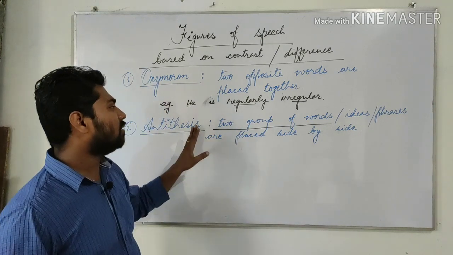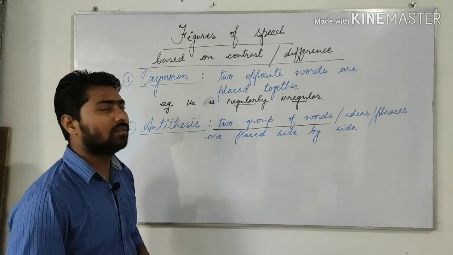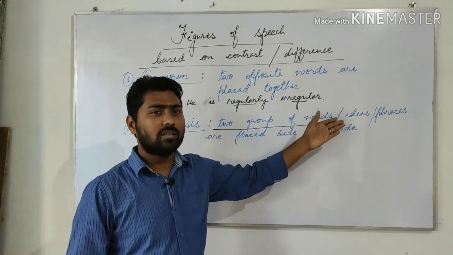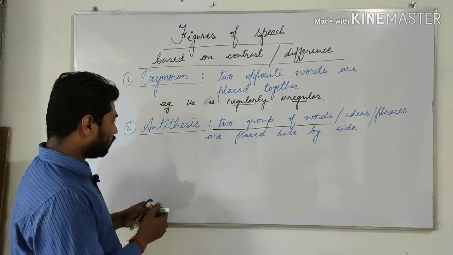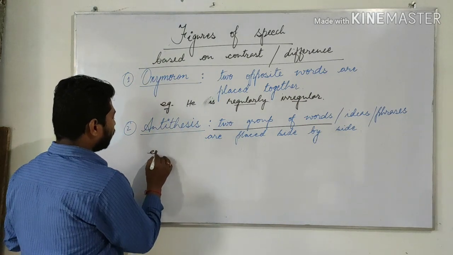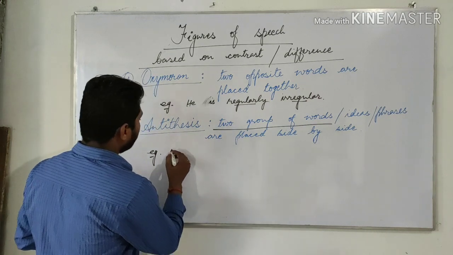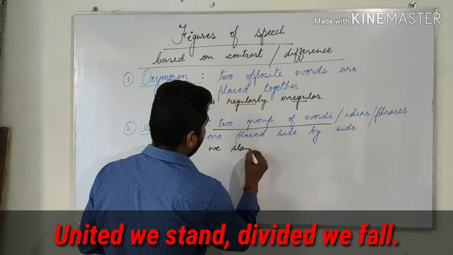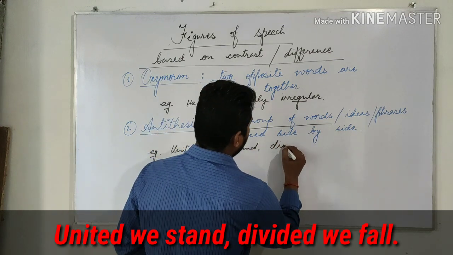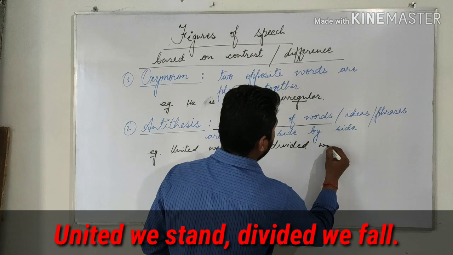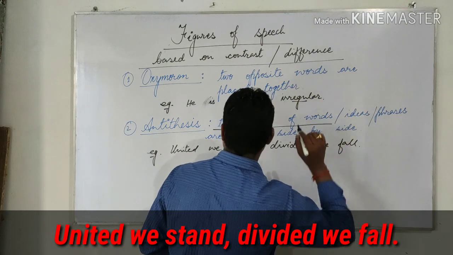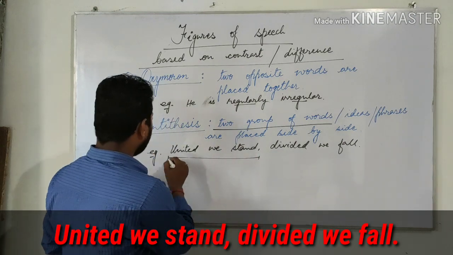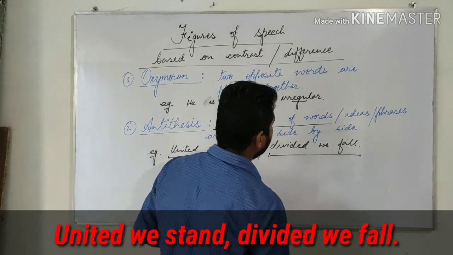So moving to the next, antithesis. Antithesis slightly differs from oxymoron. Here it was two words, here it is a group of words. We can say ideas or phrases or even clauses. This example will very rightly justify the case: united we stand, divided we fall. United we stand is an idea which is completely opposite to the other.